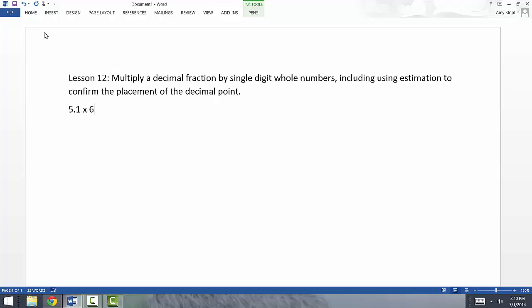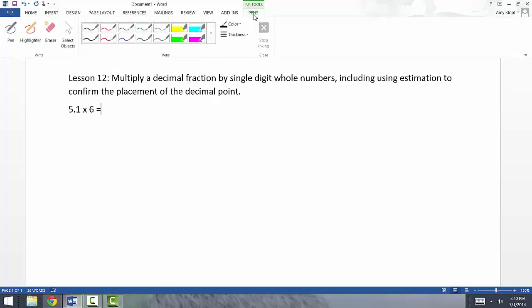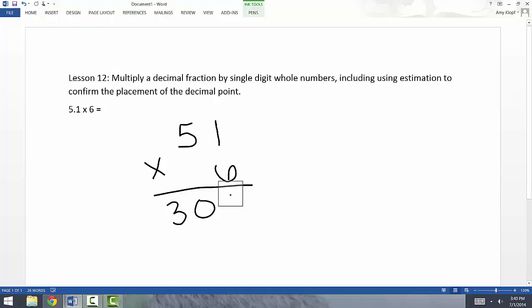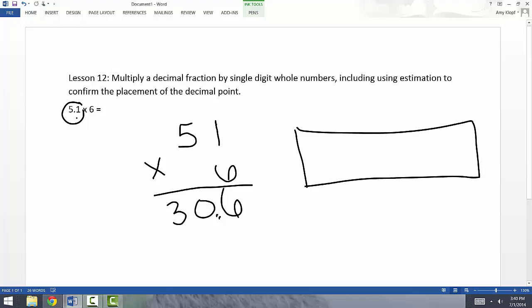Let's take the problem 5 and 1/10 times 6. Now, if we were to do this the traditional way, it would look something like this. We know that 6 times 51 is 306. Now we look back at our problem and see that there is one number behind the decimal. So in our answer, we need to make sure there is one number behind the decimal.